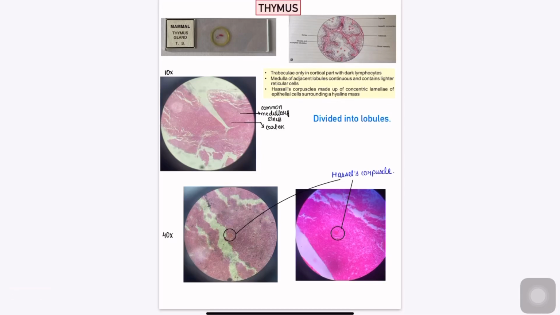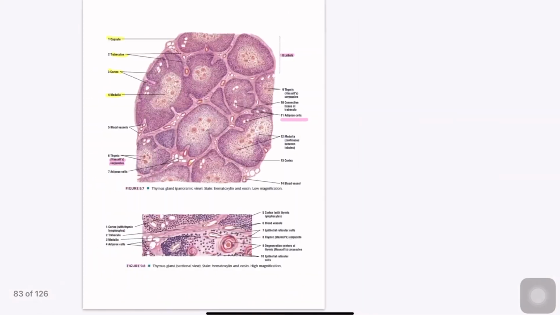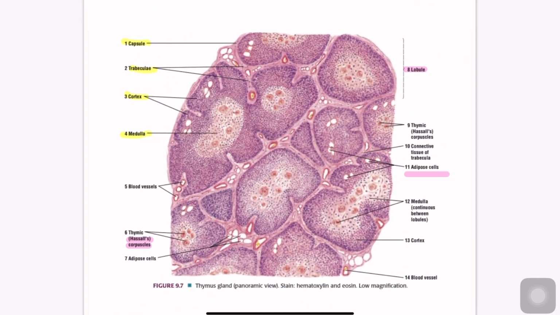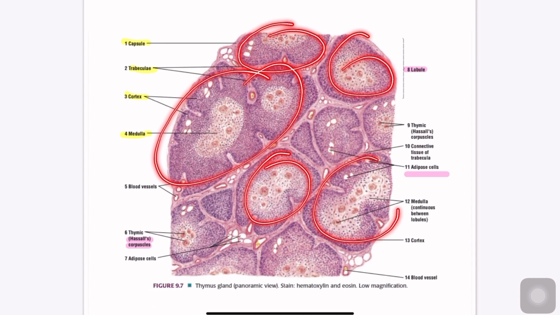Today we'll learn the histology of thymus. If you see this diagram, you can clearly see that the thymus is covered by a capsule. Thymus is divided into a number of lobules.